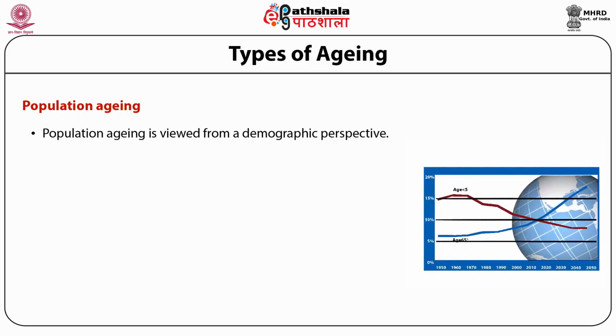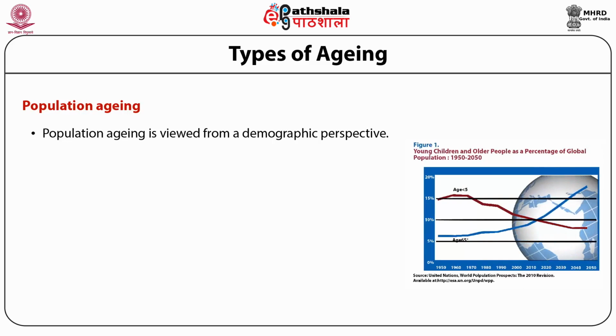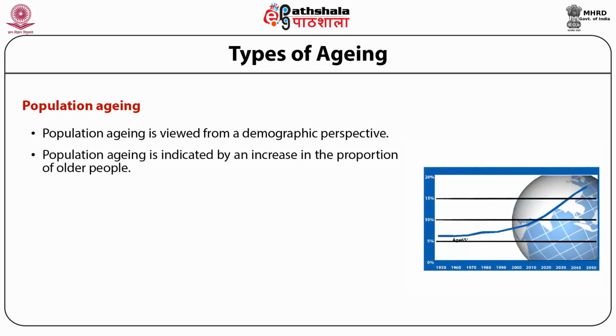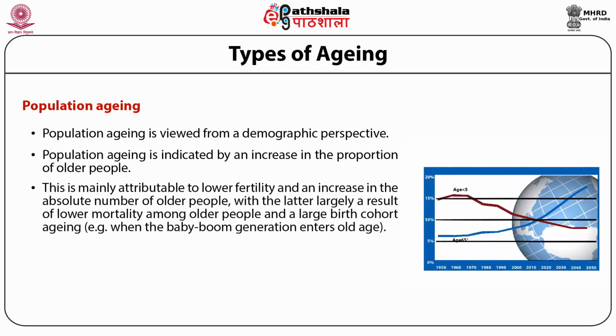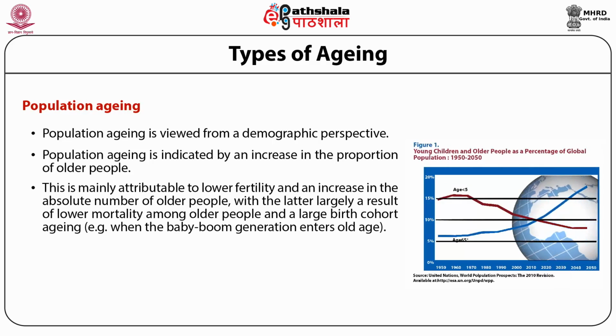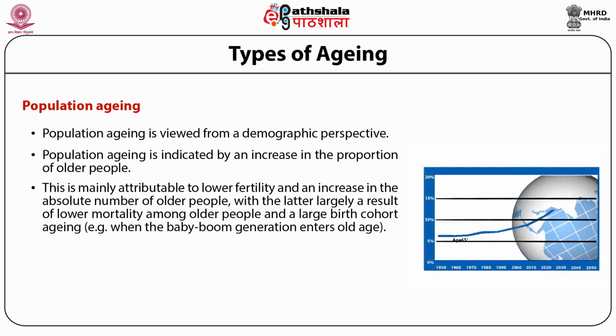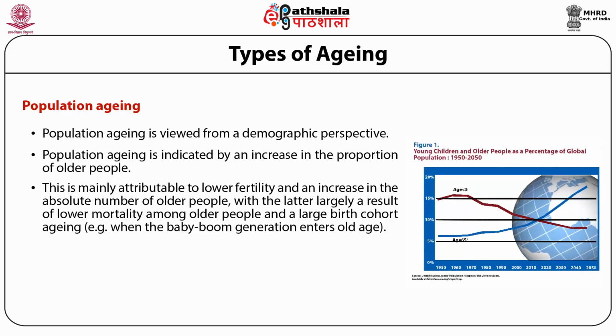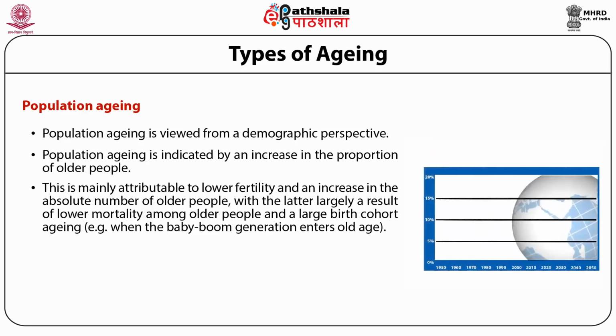It is a result of the interaction of three basic demographic components, mainly fertility, mortality, and migration. Population aging is indicated by an increase in the proportion of older people. This is mainly attributable to lower fertility and an increase in the absolute number of older people, with the latter largely a result of lower mortality among older people and a large birth cohort aging. While substantial immigration may reduce the extent of population aging, it cannot keep the population young.